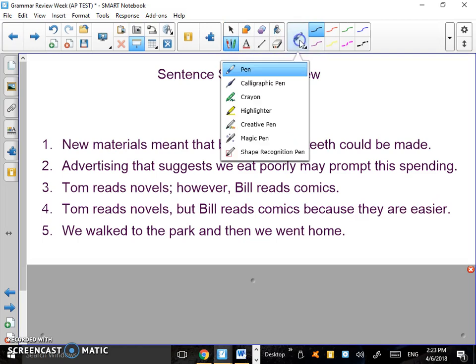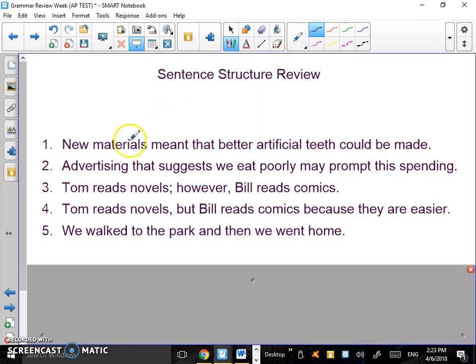Okay, so now that we're back, we're going to go through these. Looking at the first sentence, new materials meant that better artificial teeth could be made. Now, remembering we're looking for independent and dependent clauses. Here we automatically see the that in there, and we know that that can be a conjunction. New materials meant that better artificial teeth could be made. New materials is a subject. Could be is a verb. So we know that we have at least those.